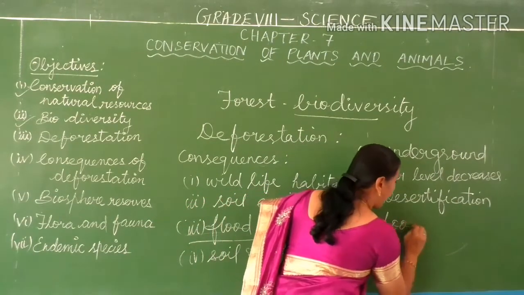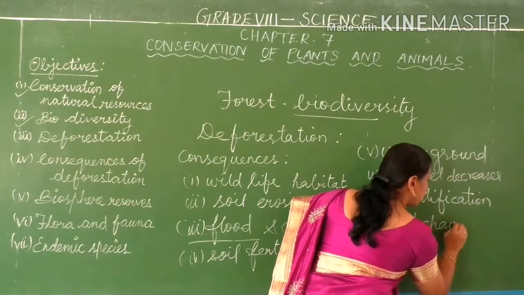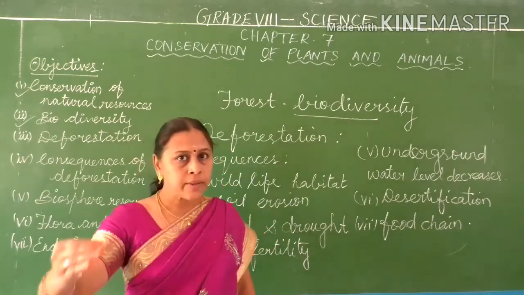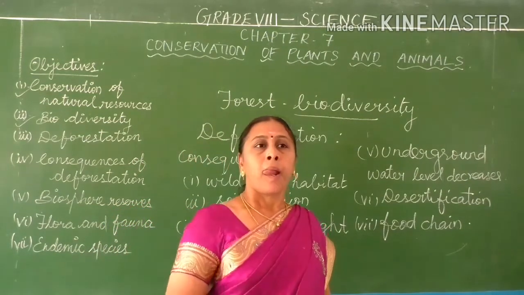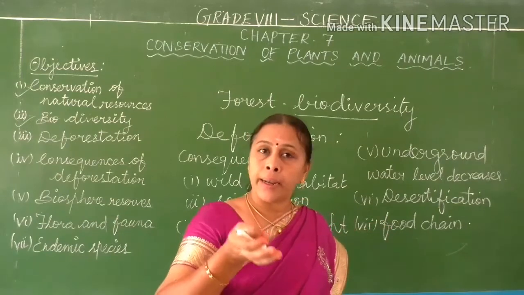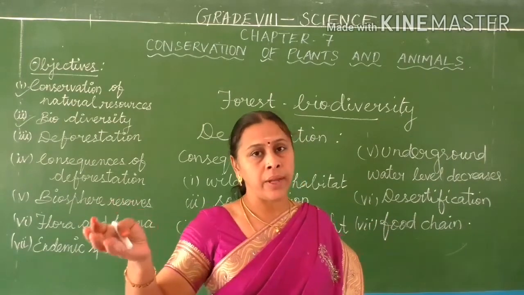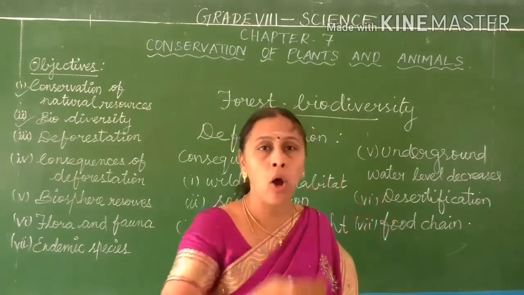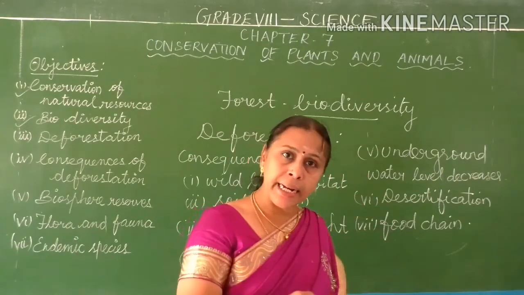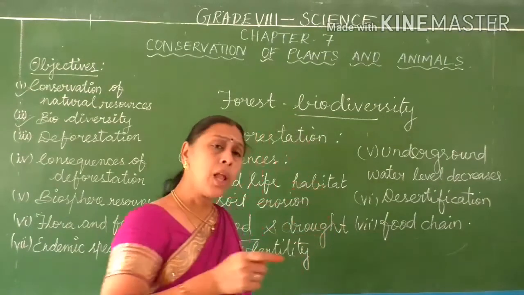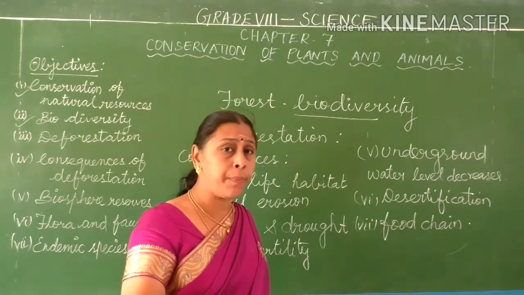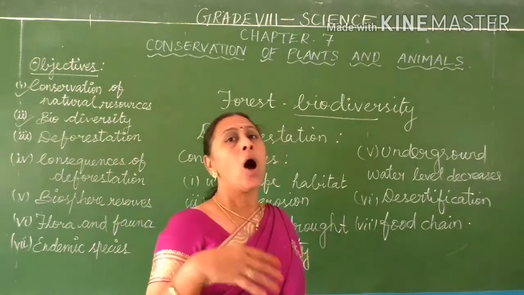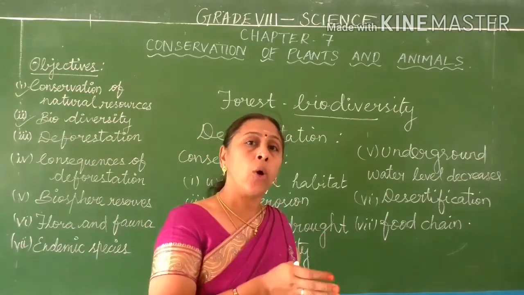The main consequence of deforestation is that the food chain will be affected. In lower classes you would have studied about the food chain. That means all the animals and all the living organisms depend on plants, either herbivore or carnivore. Herbivores directly depend on plants. Carnivores indirectly depend on plants. So all the living organisms, either directly or indirectly, depend on plants.